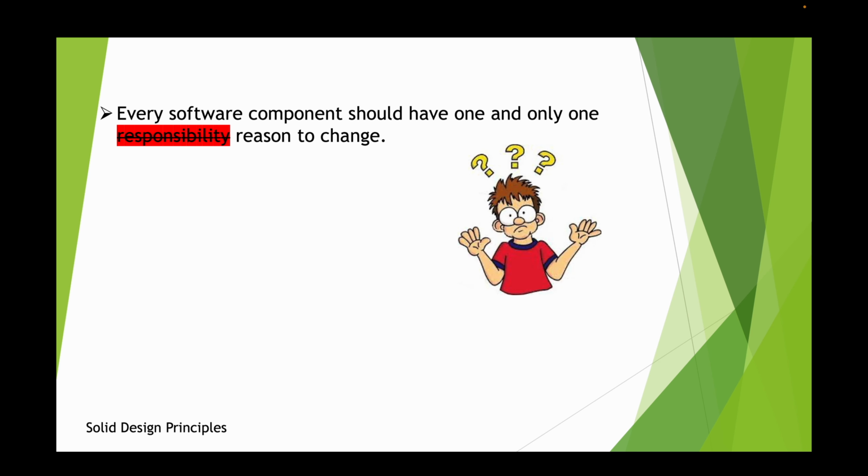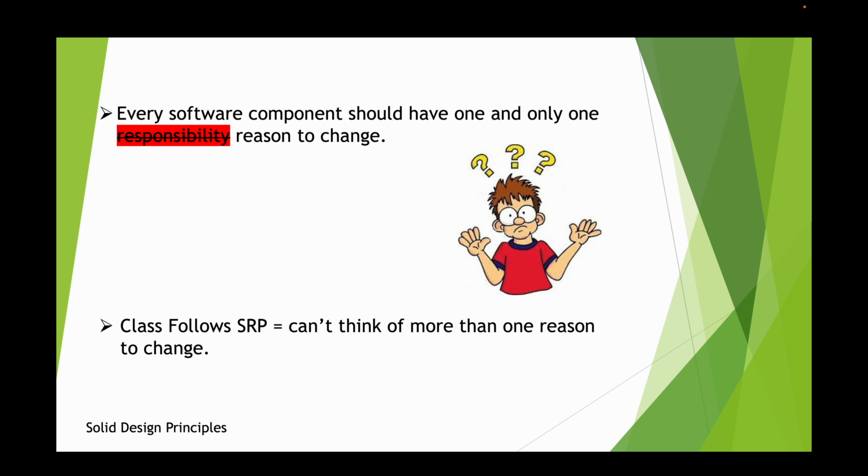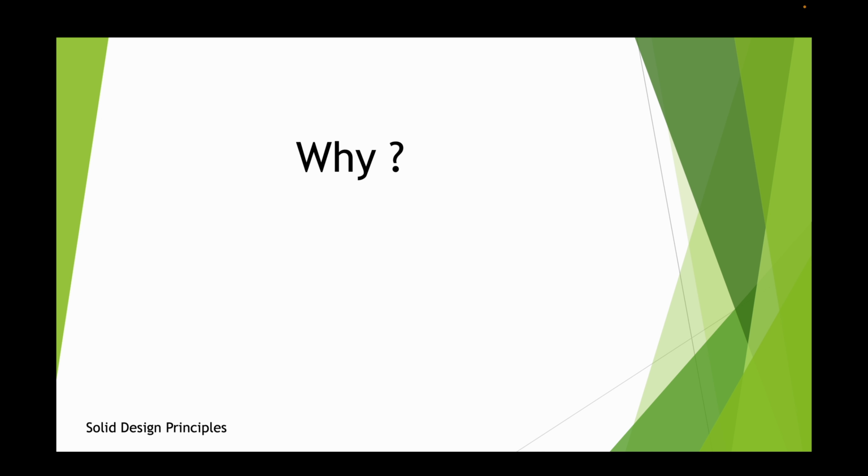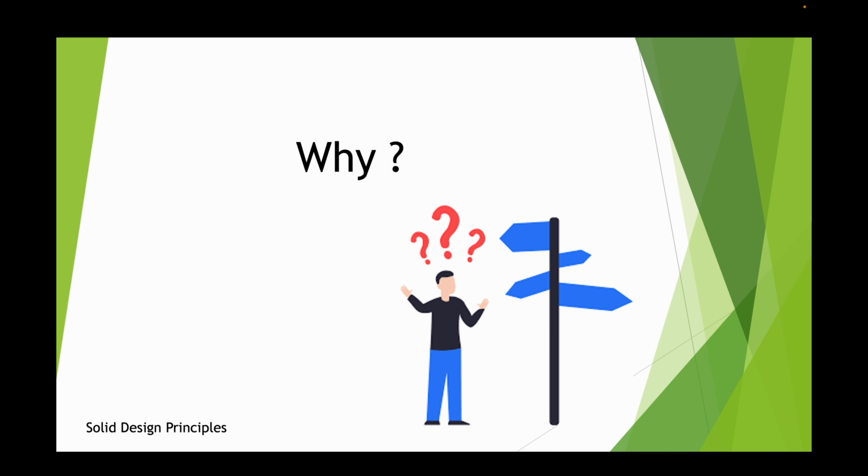This definition may still seem a bit fuzzy, but we can now say that a class follows SRP if you can't think of more than one reason for it to change. This definition is suitable for practical real world scenarios. But why? Why should there be only a single reason? What if we have multiple reasons for change?